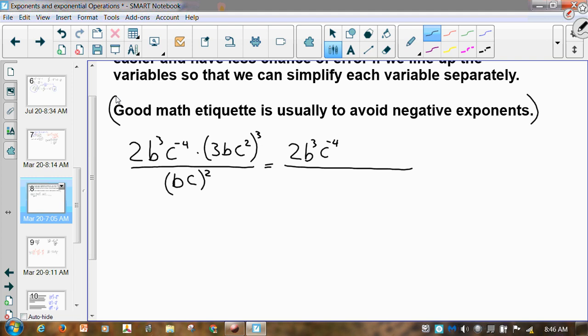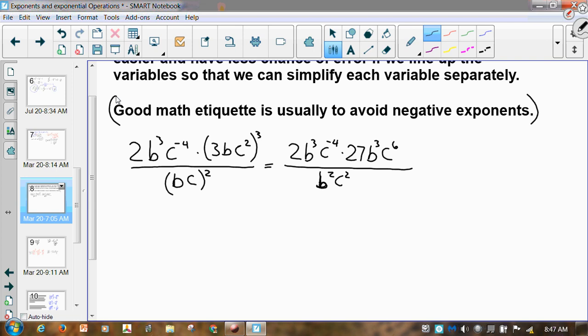Okay, so 3 cubed is 27, and I would write 3 cubed here, or I could write 27, it really doesn't matter, but let's go ahead and write it out since we know what it is. 27 b cubed. And then c squared raised to the third power is c to the 2 times 3, which is c to the 6th. And we're going to execute the parentheses down here: b squared c squared.